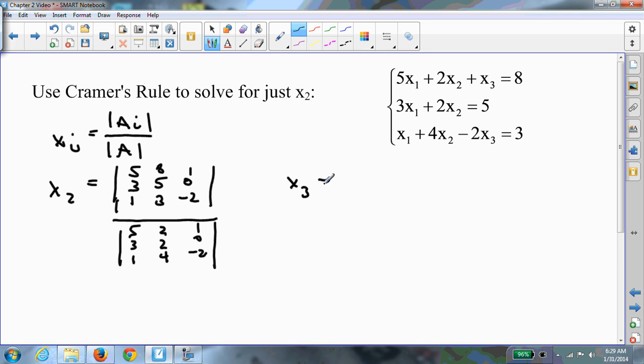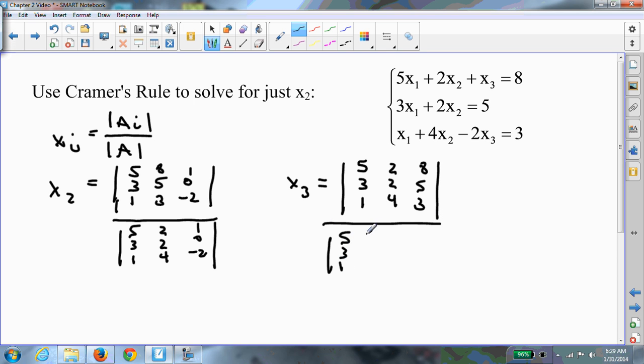As another example, I'll do x sub 3. So x sub 3 would be 5, 3, 1, 2, 2, 4. And this time the x3 values will be replaced with 8, 5, 3. All over 5, 3, 1, 2, 2, 4, and 1, 0, negative 2.